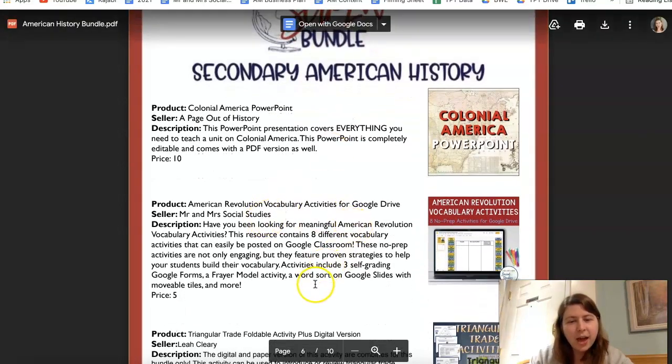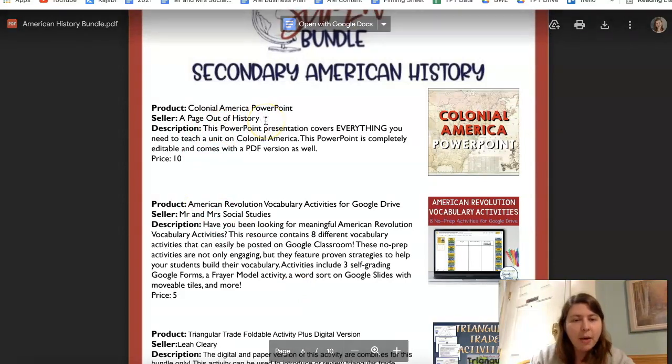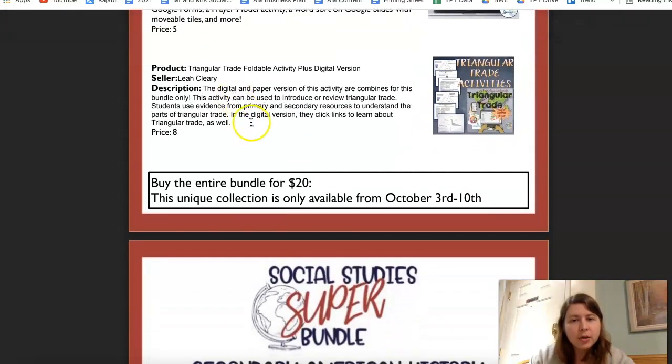Here are the vocab activities. We try to have these vocab activities and word walls for every unit, and right now we've got all of the ancient Civ units, the most commonly taught ones, as well as the first half of American history. Second half will be a future project. There's also a Colonial America PowerPoint. Triangular Trade foldable activity here.